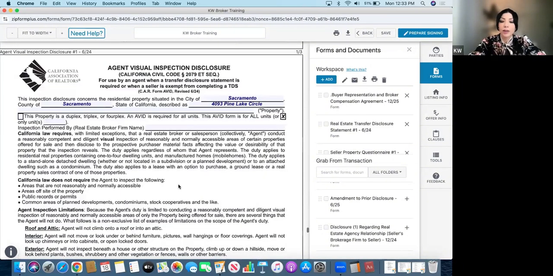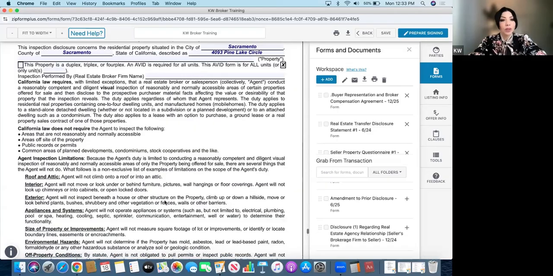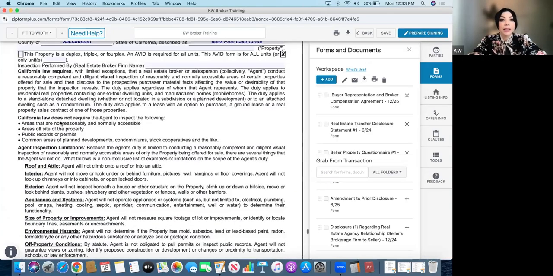Our last one is the AVID. This one is the form that we fill out. The AVID is our visual inspection. We look at the property and we see what we can visualize.